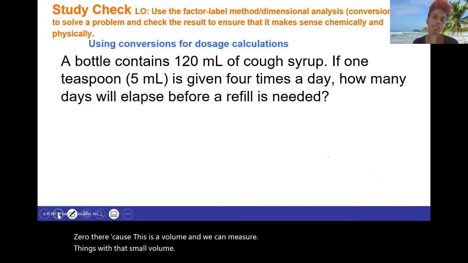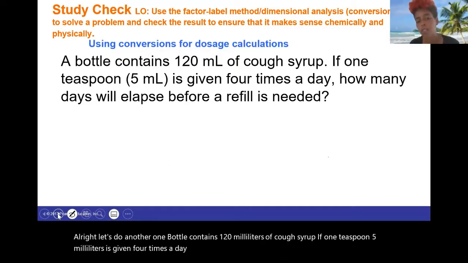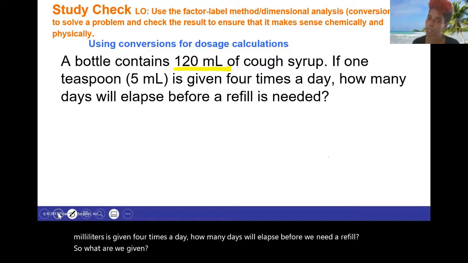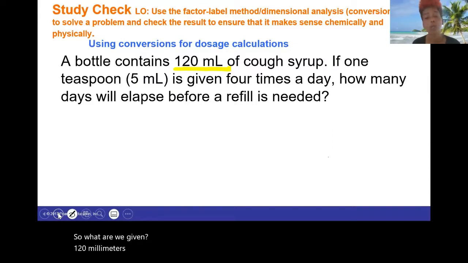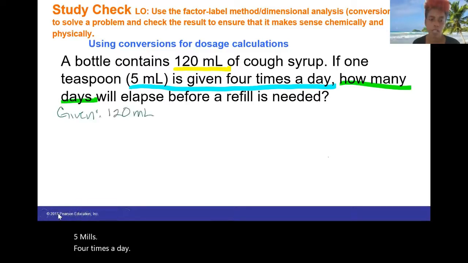All right, let's do another one. A bottle contains 120 milliliters of cough syrup. If 1 teaspoon, 5 milliliters, is given 4 times a day, how many days will elapse before we need a refill? So what are we given? 120 milliliters. What do we need? The number of days. What's our conversion factor? 5 mils 4 times a day. So given is 120 milliliters.